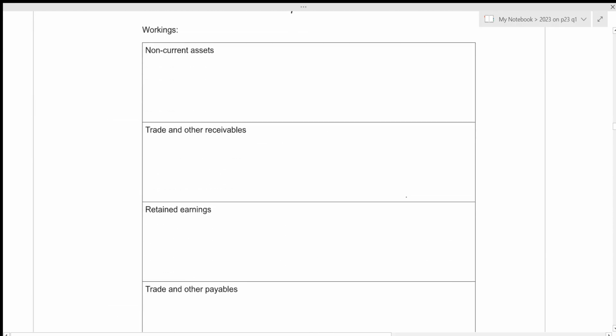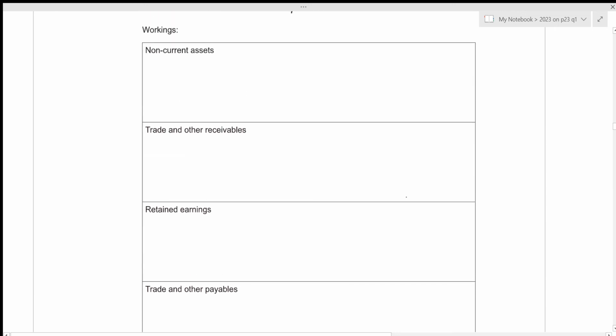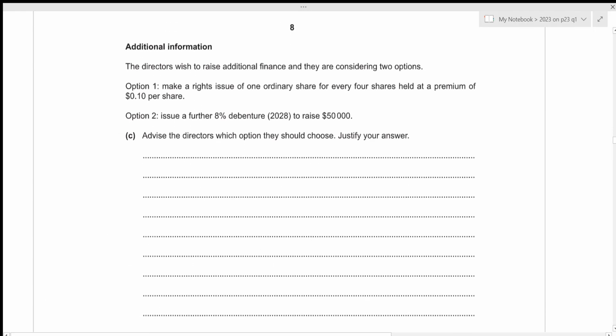Again, you are given the working section, so you need to show all of the workings for non-current assets, trade and other receivables, retained earnings, as well as trade and other payables within this particular section in order to get your markings correctly. And I have included all of the workings required for this section within the question paper itself, so you can refer back to it. Now we're given additional information.